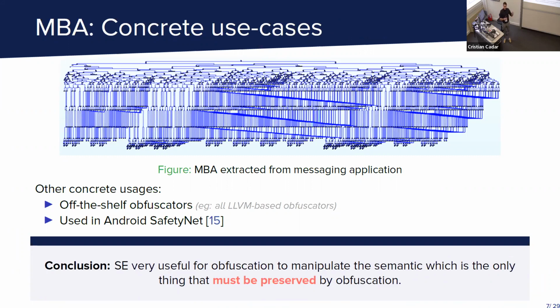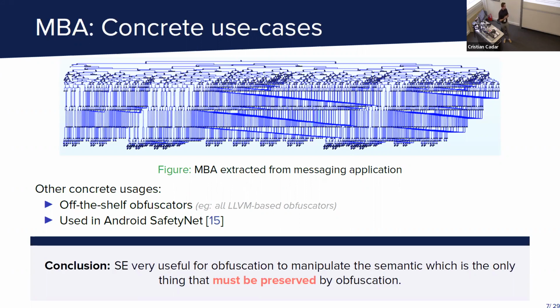Now with all the derivatives of the LLVM-based obfuscator, we have many of these things nowadays. And there's a former colleague, called Roma, who also showed that Android is using it in SafetyNet to hide some operations that are being performed to contact the Google server.